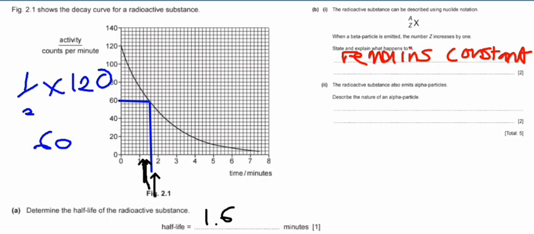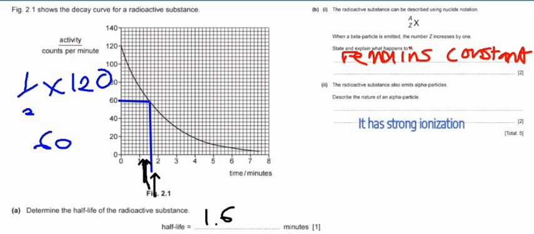Then they are saying describe the nature of an alpha particle. 2 marks. So I'm just going to put 2 answers here. The first one, alpha particle is positively charged in nature. Apart from that one, alpha particle has strong ionization.